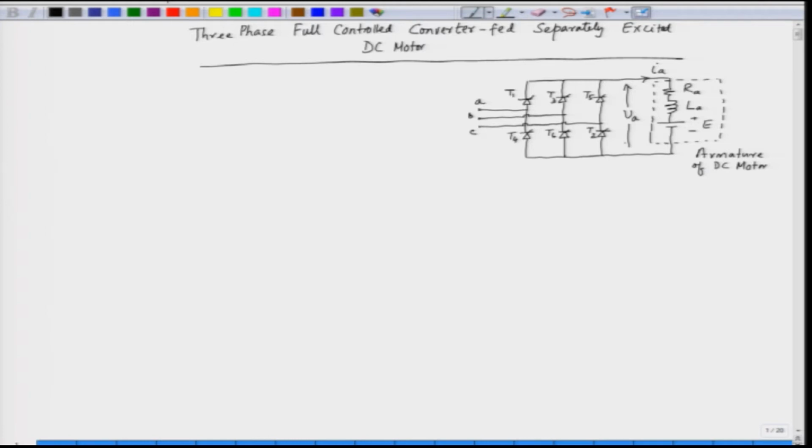Now, we will confine ourselves only to continuous current operation, because in this case the discontinuous current only happens for a very narrow range of operation. So, we will only concentrate on continuous current operation, continuous conduction.